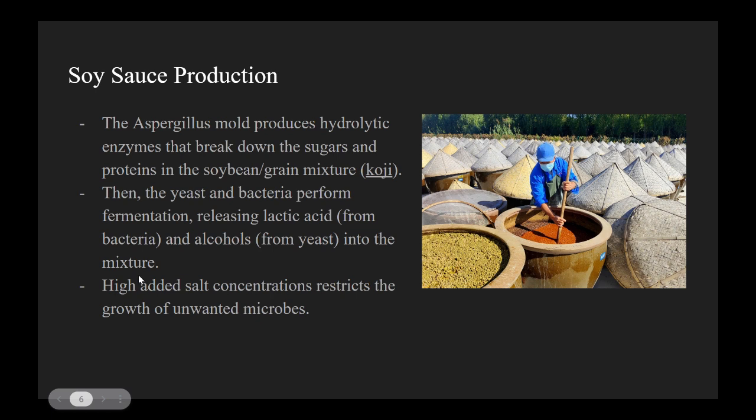Then this mixture is later transferred into brine, or high salt concentration water, which gives it the saltiness as well as restricting the growth of microbes that you don't want, such as pathogenic microbes that might grow if you didn't add that salt. And this mixture of soybean and grain is also called koji.